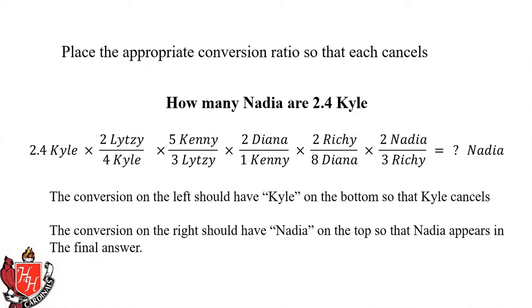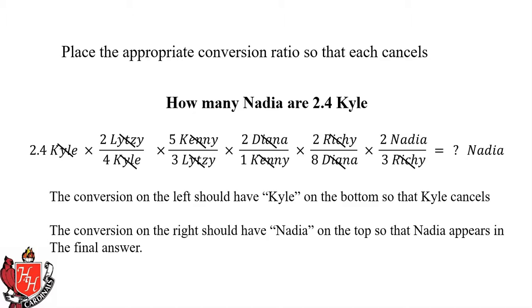And this is what it looks like. Notice that the first conversion we use on the left is 2 Litzy for every 4 Kyle. So you notice that Kyle is going to cancel with Kyle. If we go way over on the right, then we have 2 Nadia on the top, and that's going to be our final answer. And you'll notice that everything else cancels in between. So Kyle cancels with Kyle, Litzy cancels with Litzy, Kenny cancels with Kenny, Diana cancels with Diana, Richie cancels with Richie, and the only thing left is Nadia, and that's going to be the unit of our final answer.